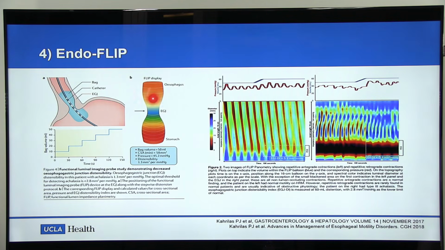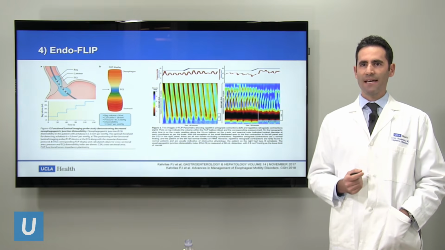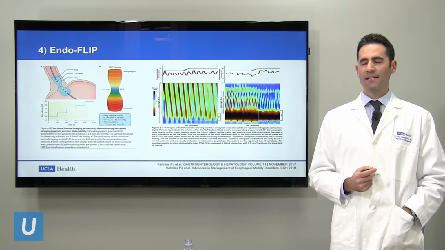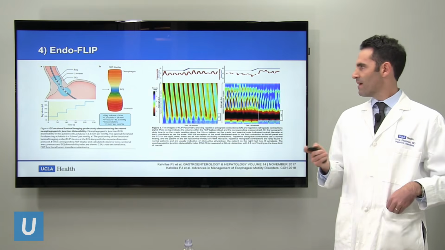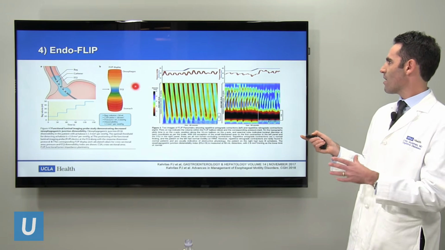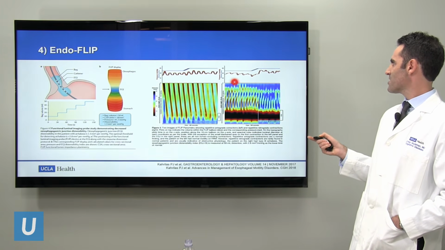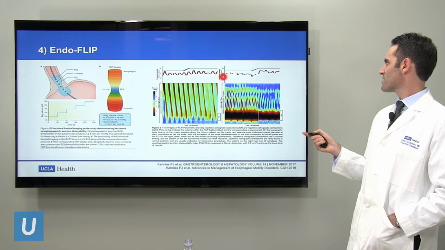And the final test that we can do for patients with esophageal dysphagia is the endoflip. This is the new kid on the block. It is similar to esophageal manometry. The two main differences are, number one, we do it under sedation, so the patient is completely asleep, and we pass it through an endoscope. And number two, instead of measuring pressure like we measure with manometry, we measure distensibility. And what distensibility is, is how compliant the esophagus is. Based on this compliance, we get these beautiful images, and we can use endoflip to diagnose other causes of dysphagia.